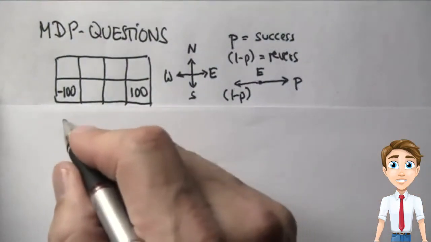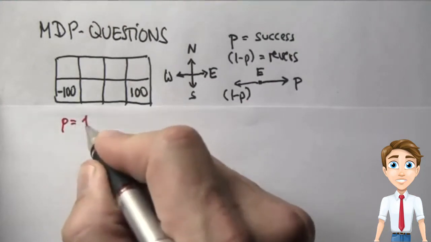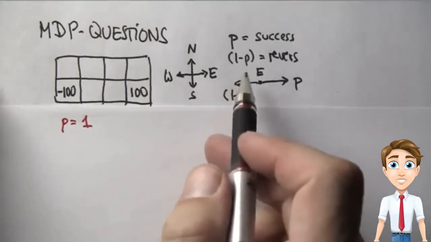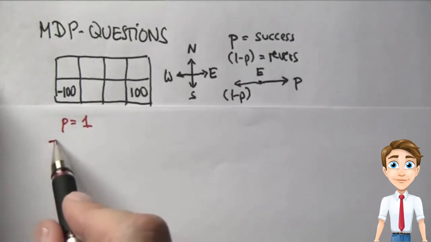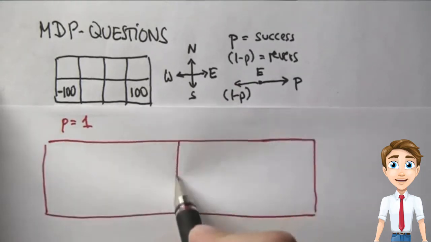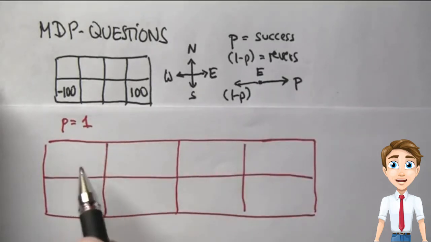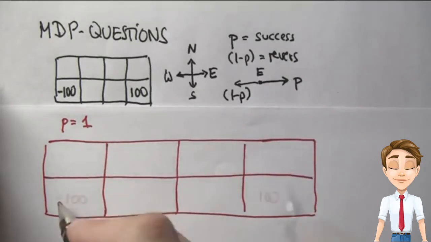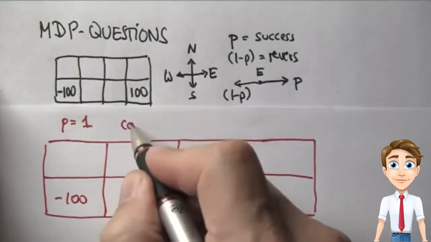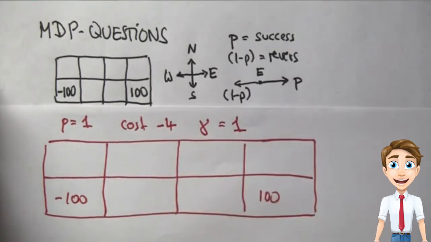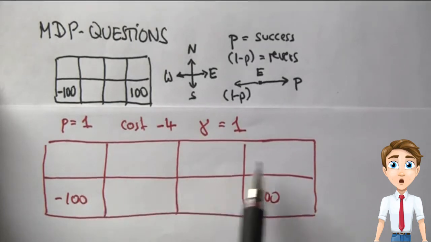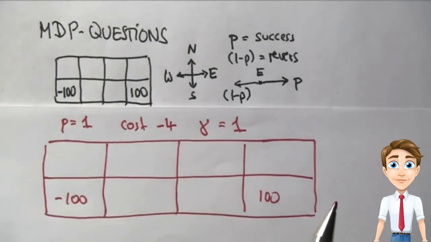In my first question, I'll assume p equals 1. That is, there is no uncertainty in action outcome, and there's no failure. The state transition function is deterministic. I want you to fill in, for each state, the final value after running value iteration to completion. And please assume the cost is minus 4, and we use gamma equals 1 as a discount factor. So please fill in those missing 6 values over here.